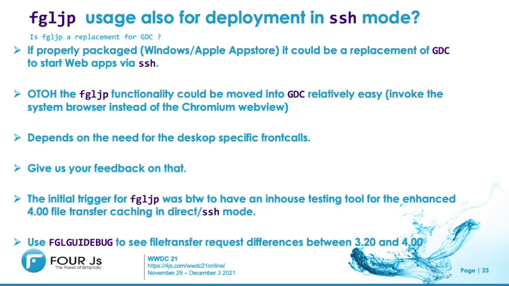The initial trigger for FGL-JP, by the way, was to have an in-house testing tool for the enhanced 4.0 file transfer caching in direct and SSH mode, to see a little bit what happens if you have files transferred in direct or SSH mode. You could activate the FGL GUI debug variable to watch the file transfer requests. If you start an application the second time, then you would see much less file transfer compared to 3.20.